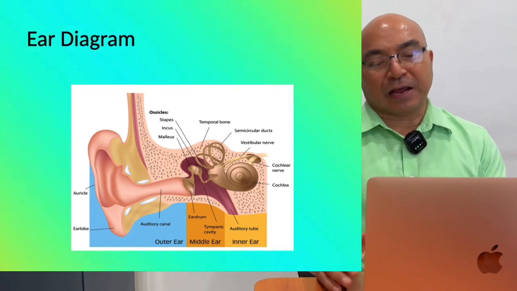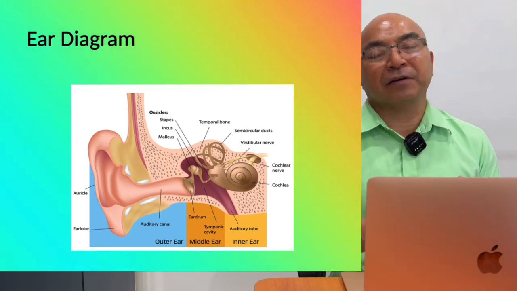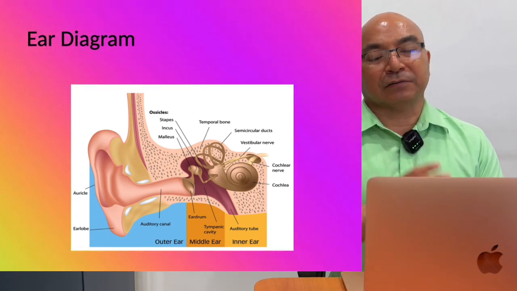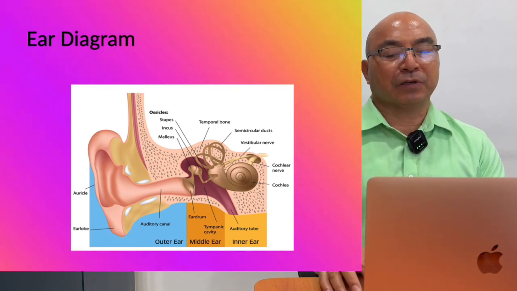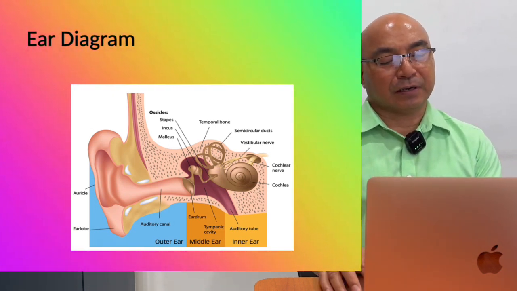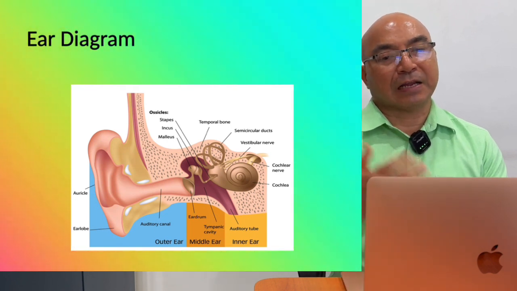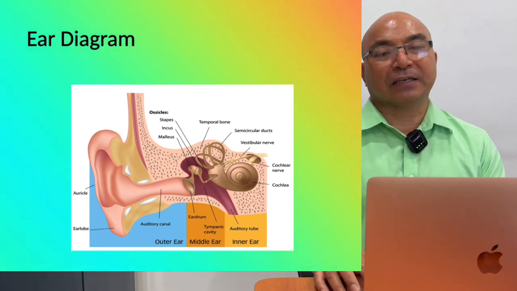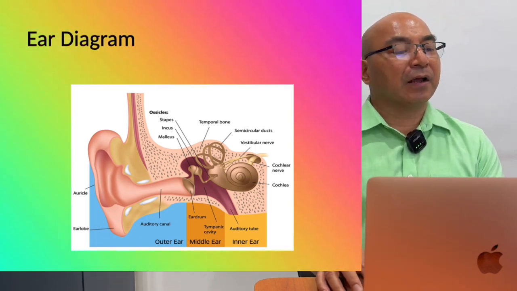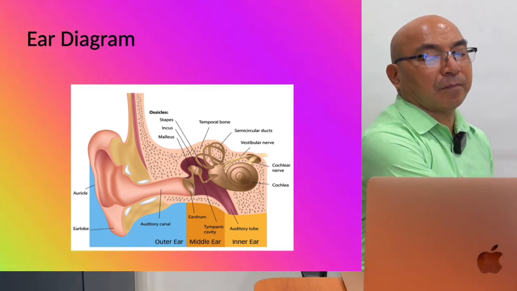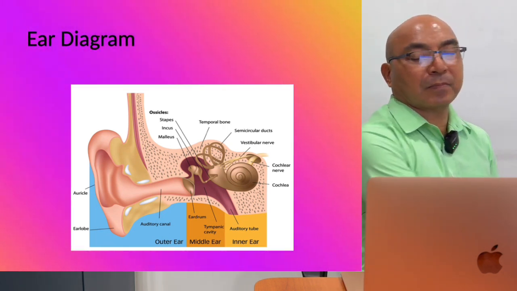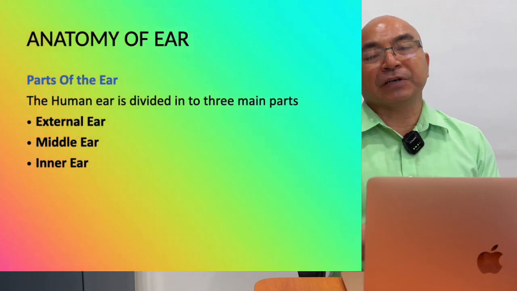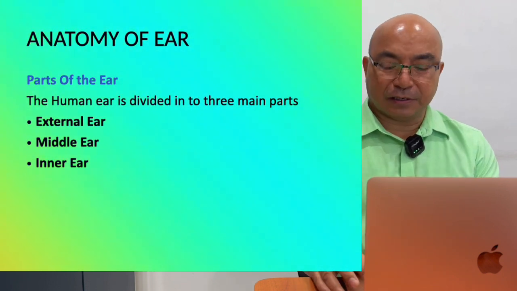Looking at the ear diagram, you can see that the ear has three parts. One is the external ear, another is the middle ear, and the last one is the inner ear, which you can identify in the slide that I'm giving on the side. The outer ear is also called the external ear. So the human ear is divided into these three parts: external, middle, and inner ear.